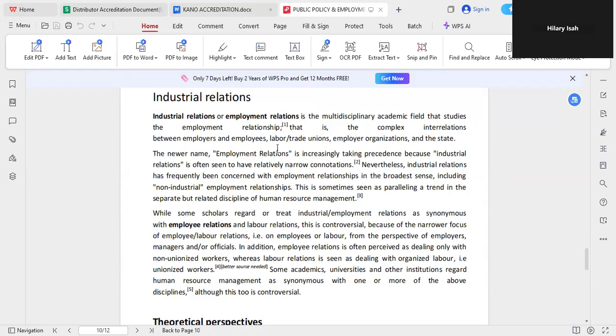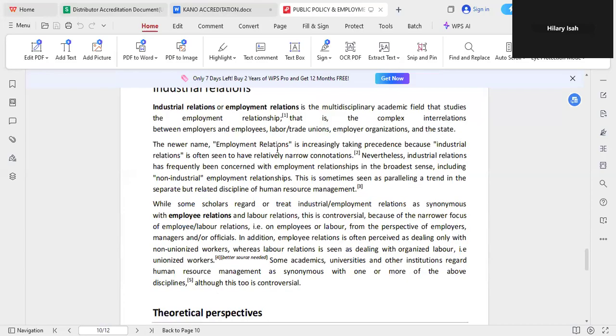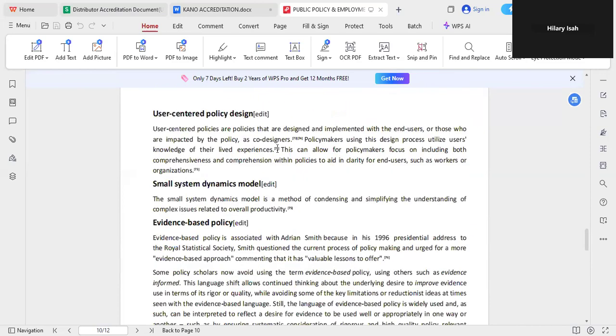And it's increasingly taking precedence because industrial relations is often seen to have a relatively narrow connotation. Nevertheless, industrial relations has frequently been concerned with employment relations. While some scholars treat industrial or employment relations as synonymous with employee relations and labor relations, it is controversial because of the narrower focus of employee relations. So some academics and universities and other institutions regard human resource management as synonymous with any of the above disciplines. So knowledge is evolving, from industrial relations to employment relations, and now to more recent terms and a broader perspective, human resources.